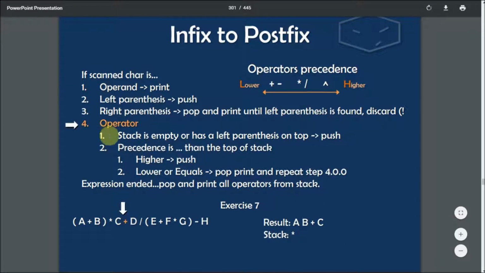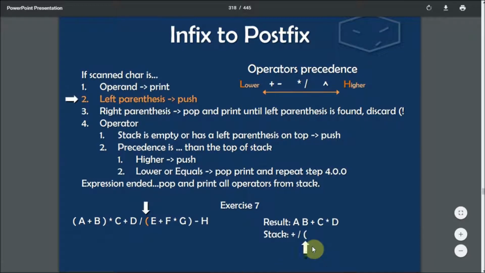Plus is operator, but is lower, so we pop and print. Then we go back, and now we have the stack empty, so we push. Plus. D is operand, so print. Division is operator, and the precedence is higher than the top of the stack, so push.